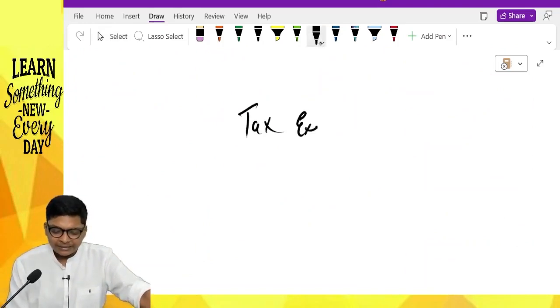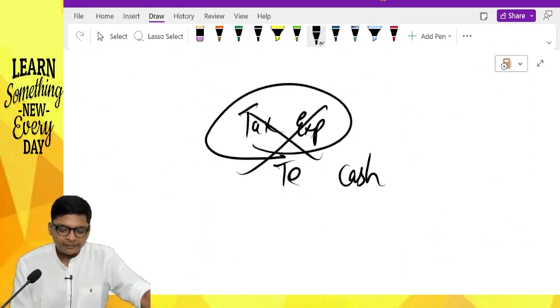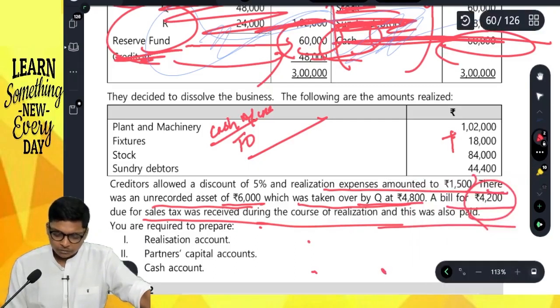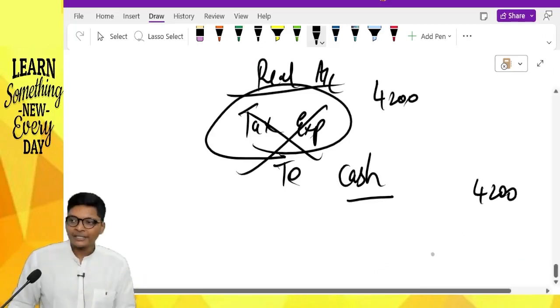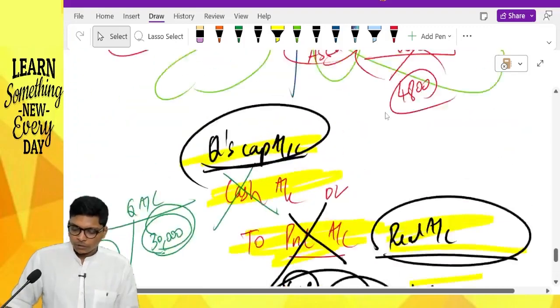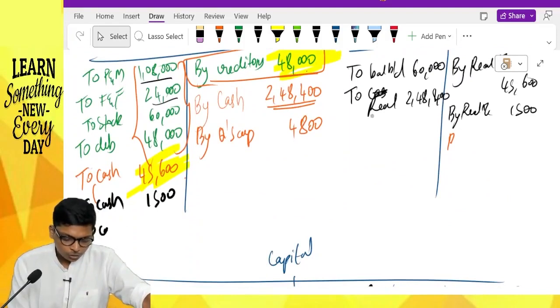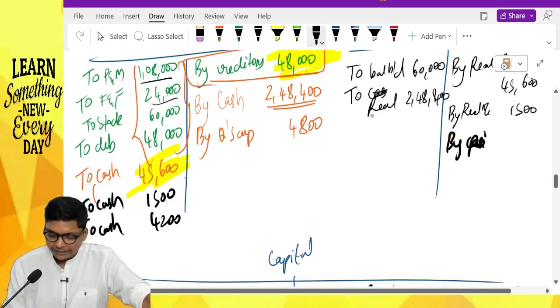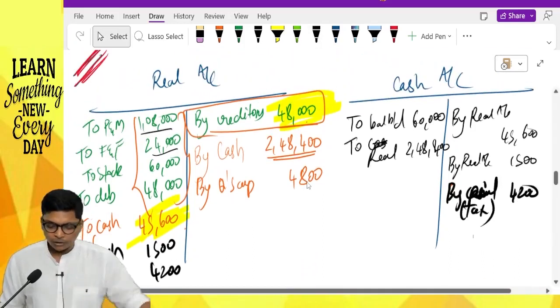What is the entry for payment of tax? The normal entry will be tax expense to cash account. Do I have that tax expense account? So the entry will be, it's like a realization expense. Realization account to cash, how much? 4,200. Are you all with me, guys? Anand, done, finish the sum. 4,200, go to the realization account. To cash 4,200, by realization 4,200, tax expense, all of that. This is how your accounts will look now.